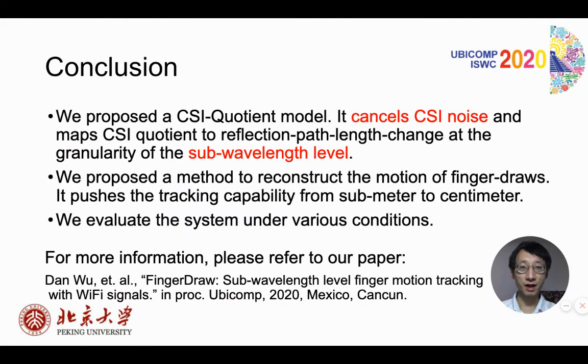To summarize this talk, we have three conclusions. First, we proposed a CSI quotient model. It cancels CSI noise and maps the CSI quotient to reflection path length change at the granularity of the sub-wavelength level. Second, we propose a method to reconstruct the motion of FingerDraws. It pushes the tracking capability from sub-meter to centimeter. And last, we evaluated the system under various conditions.